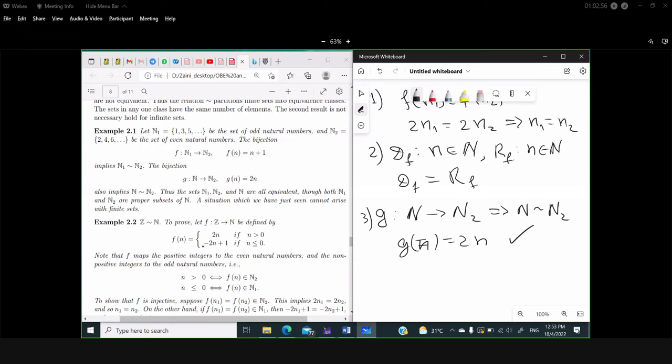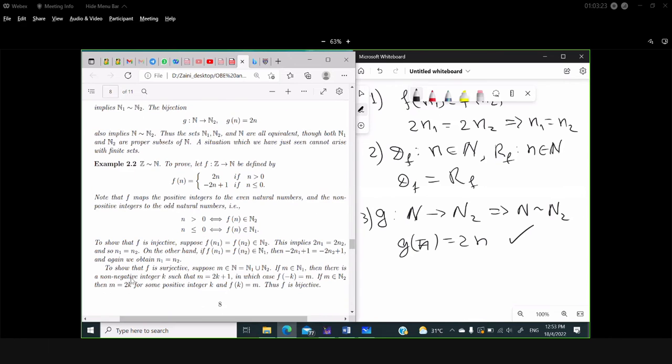Here, please pay attention: equivalent sets and equal sets. Okay? So we are talking about equivalence. Equivalence depends on finding a bijective function. If you are able to find a bijective function, then you can show that N and 2N are equivalent sets. Okay, now the next example shows what? For example 3, look, they are proving Z is equivalent with N.